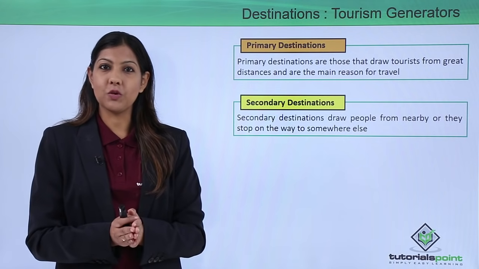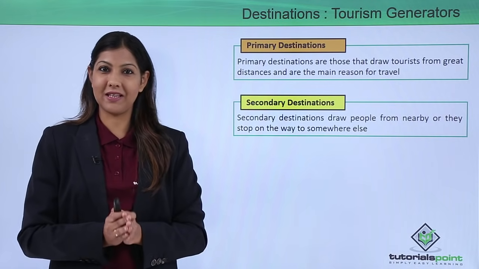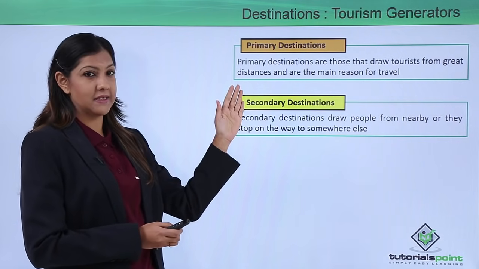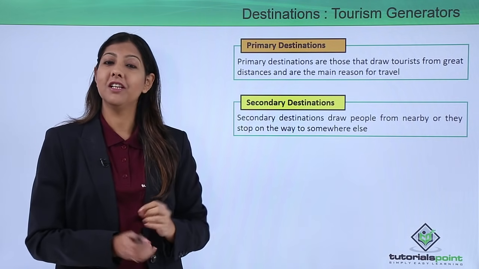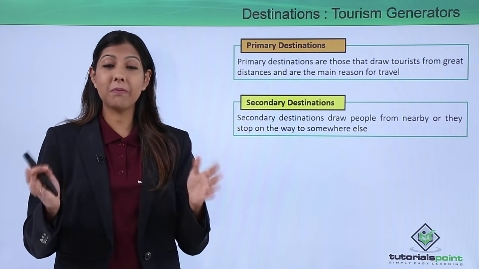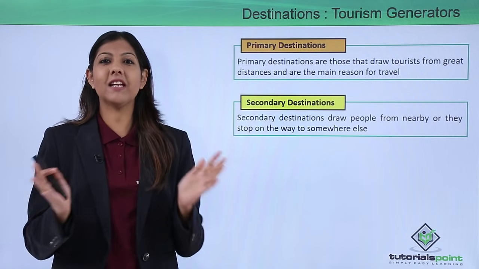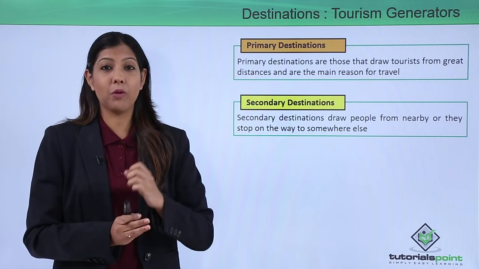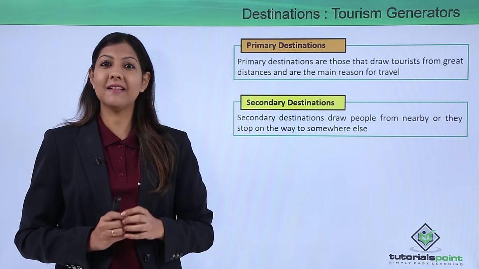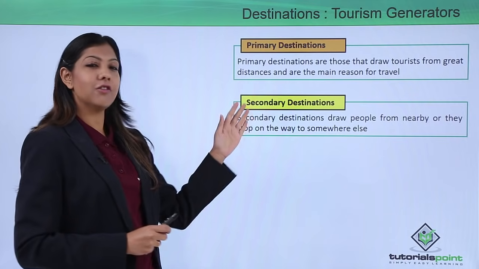Talking about destinations, well, there are certain primary destinations and secondary destinations. Let's take a look at what they are. Primary destinations are those which attract the tourists from great distances and are the main reasons for travel. For example, a city like Agra is a primary destination, and people are attracted to go to Agra to visit the Taj Mahal, and people come from great distances. Even outsiders, probably foreigners, are enchanted to come and visit the Taj, and hence the primary destination becomes the city of Agra.